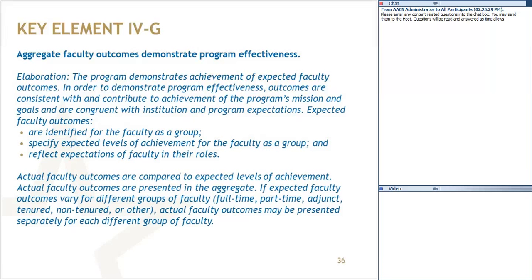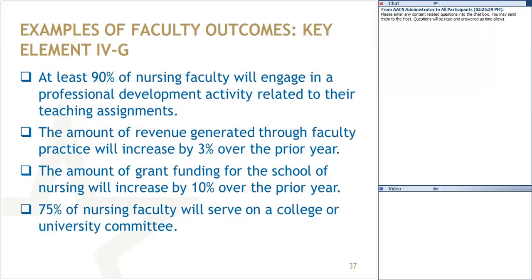One last point in the last paragraph is that faculty outcomes can vary for different groups of faculty: full-time, part-time, adjunct, tenured, non-tenured, or other. These outcomes may be presented separately for each different group of faculty if you choose to do so. There might be an expectation of scholarship for full-time faculty that may not apply to part-time faculty. So the outcomes can vary for different groups of faculty. But in 4G, we're asking that you give us the expected aggregate faculty outcomes and then also present the data of what the actual aggregate faculty outcomes are. We are no longer asking for individual data, only aggregate data.